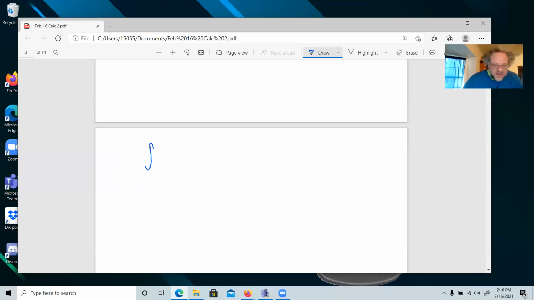We're going to go from 0 to 2, and we have 1 over x minus 1 squared with the x here. So there's a problem. When x equals 1, we have a problem.